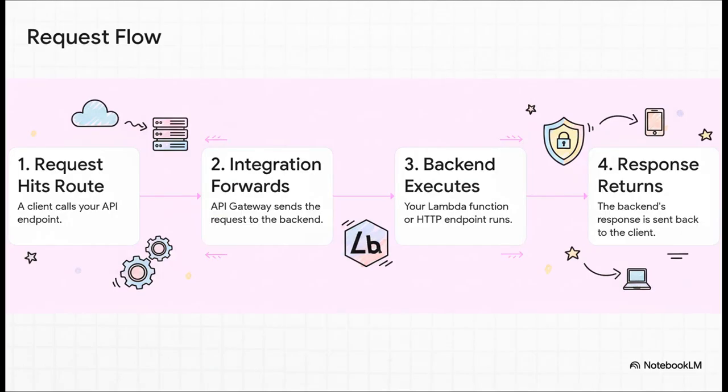So the flow is really simple and direct. A client calls your API endpoint. API Gateway matches the request to the right route. The integration for that route then forwards the request over to your backend. Let's say it's a Lambda function. Your function runs its code, does its thing, queries a database, whatever. Then it passes the response right back through that same integration, and API Gateway sends it straight back to the client who asked for it. It's just a clean, efficient round trip.